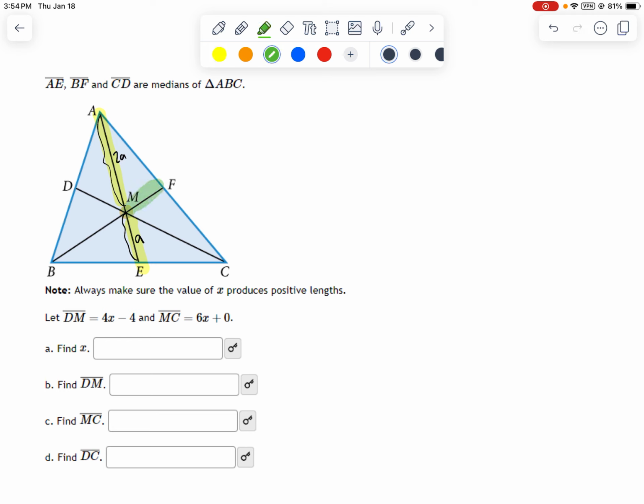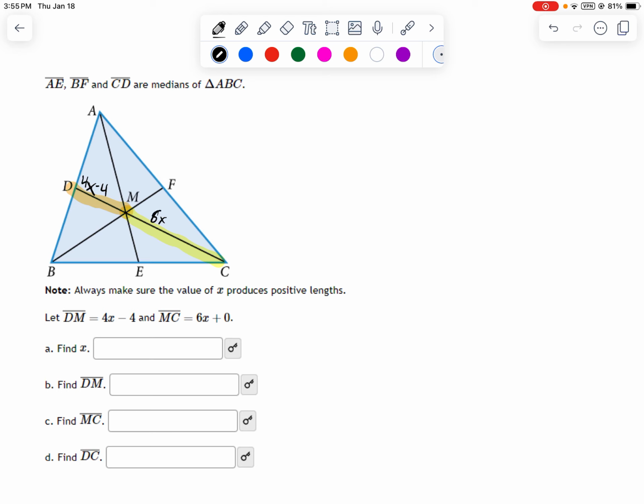So this is half of that one. This is half of that one, right? And it'll be true for all of these. Okay, so first thing we're given is the length from D to M. This length right there is going to be 4x minus 4. Then we're told that the length from M to C, which is that length right there, is 6x plus 0, which is just a fancy way to say 6x.